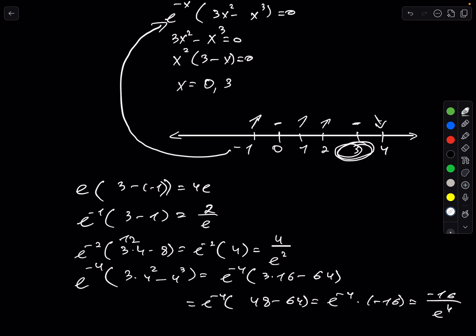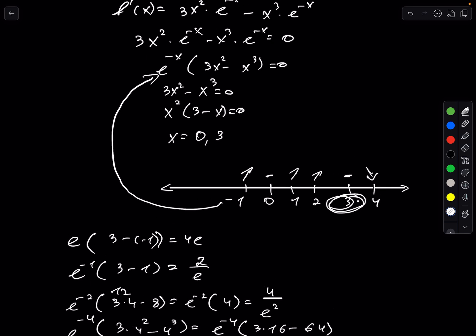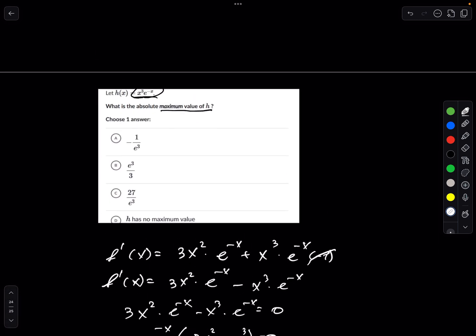And it's also a critical point, so it should be the answer, but it's not the end, because they told us that we have to find the value of the maximum. So we're going to go ahead and plug in 3 to our initial equation, which is right here at the top. So we have 3 to the third power times e to the negative third power, which is 27 over e cubed. Well, C matches our answer, so there you go.